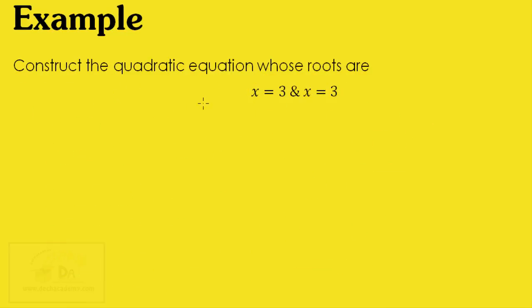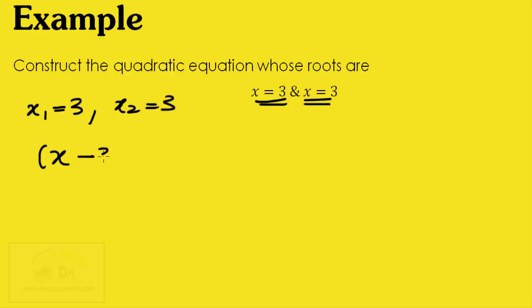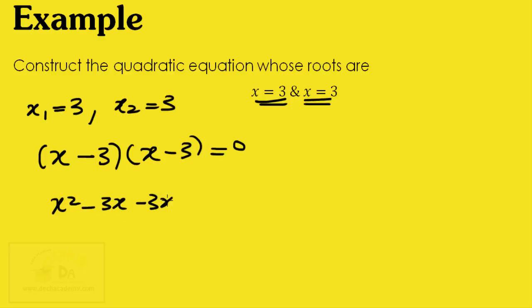So here's another example. We need to construct the quadratic equation whose roots are x equals 3 and x equals 3. You know that quadratic equations can have repeated roots, and that's the case where the solutions to that equation are actually the same, like this case. So all we have to do is have a value for x1, the first root, and a value for x2, the second root, which are the ones we were given, and we just say (x minus x1)(x minus x2) equals 0. We expand the left hand side to give x squared minus 3x minus 3x plus 9 equals 0, which gives x squared minus 6x plus 9 is equal to 0.